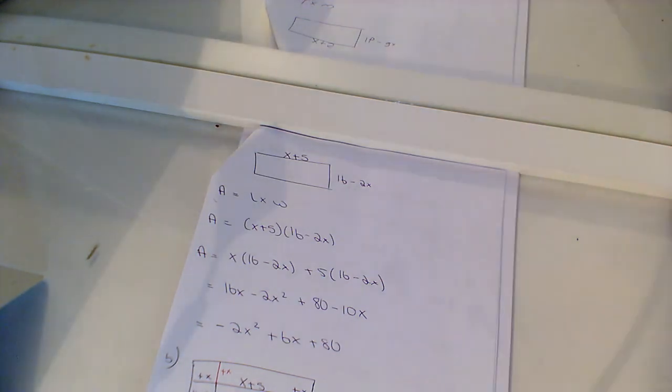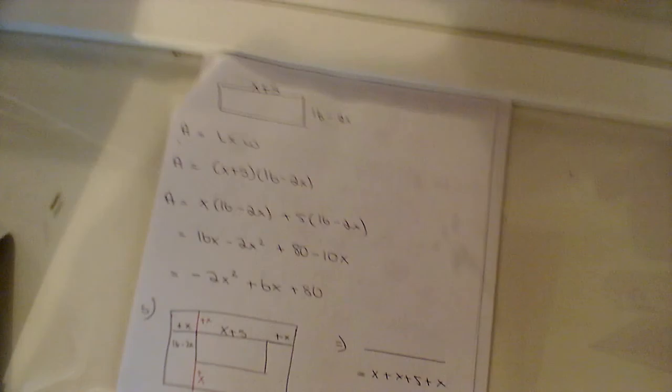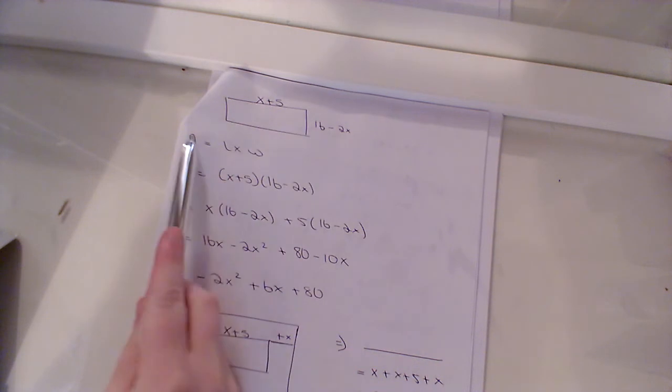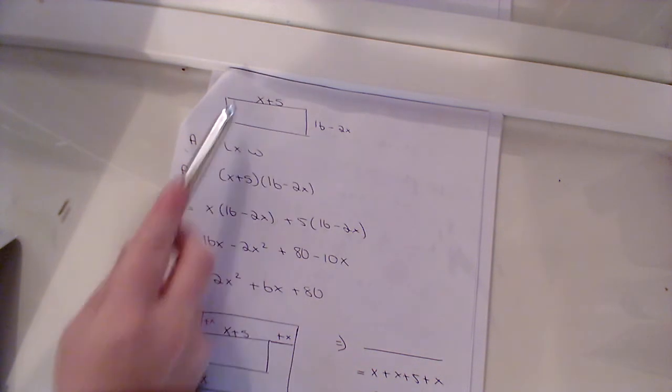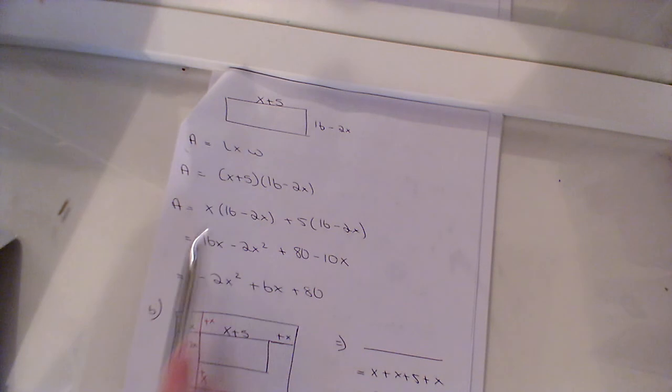So the area of the garden is actually a rectangle. So I'll have x plus 5, 16 minus 2x. Area is equal to length by width. So I'll have x plus 5 times 16 minus 2x. I'll multiply them by each other. So it's x times everything in the second bracket plus 5 times everything in the second bracket.